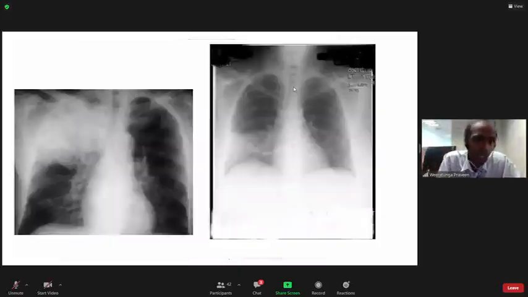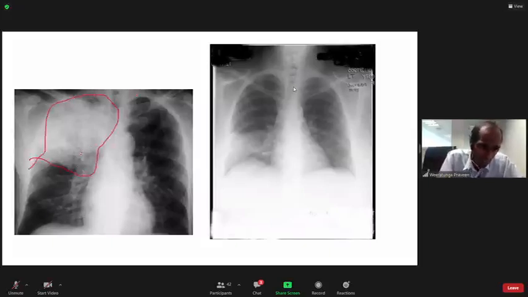Right, then consolidations we have seen before when we were doing the X-ray class. You can see this heterogeneous opacity, air bronchograms, where you can see the air passages highlighted against the white, right? Air bronchograms, heterogeneous opacity, so upper lobe consolidation, right? And this is probably a more middle lobe consolidation.